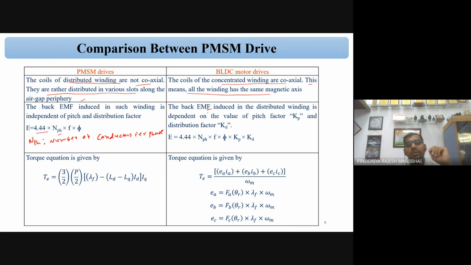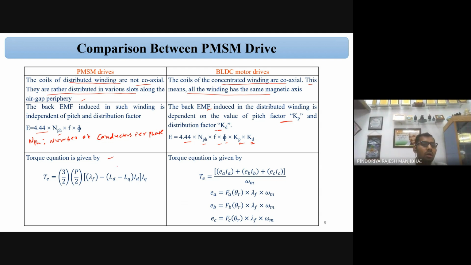In the case of the BLDC motor, the back EMF is 4.44 N phase, phi, F, Kp and Kd, where Kp is the pitch factor and Kd is the distribution factor. Because of the concentrated winding, we have to consider the pitch factor as well as the distribution factor of the machine.